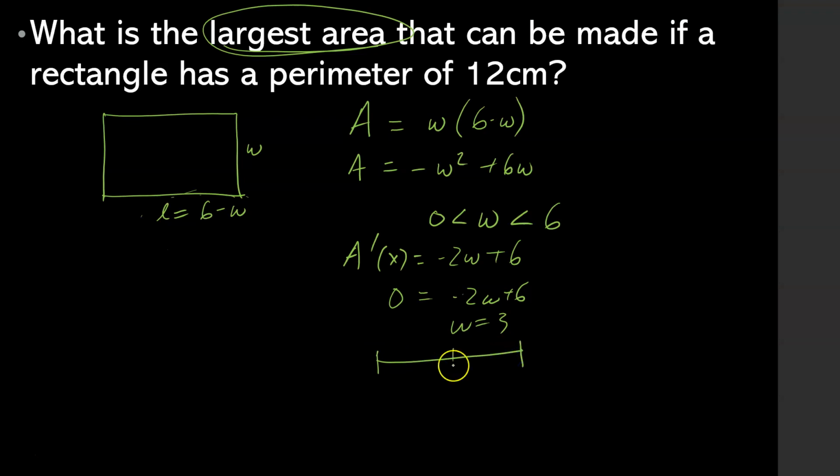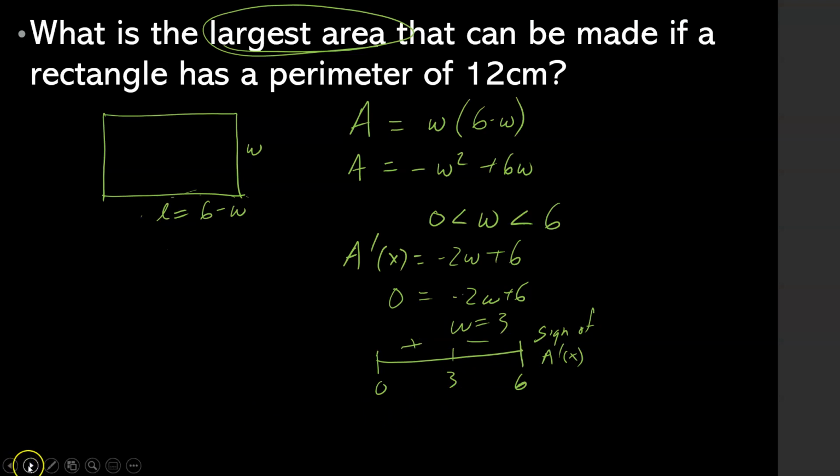Make a sign chart. And let's see, A prime is going to change from positive to negative at 3. I'm choosing like 1 into A prime, and then 5 into A prime. You always want to use extreme values if possible. And then you're just going to say, well, A has a local maximum at 3 because A prime changes from positive to negative at 3.